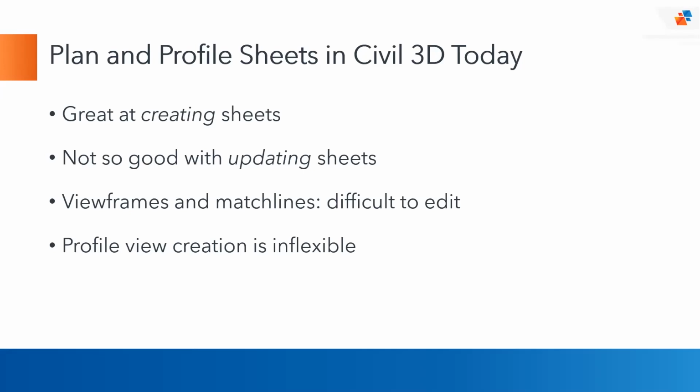And some of the other stuff, the view frames and the match lines, they're really difficult to edit. When you create them, they have a little flexibility, but they're kind of weird objects and they're not so easy to work with. And one of the most common ones I hear, and this is a reason a lot of people won't use the view frame tool set, is how it creates your profile views themselves on your sheet in terms of stationing range and elevation ranges. It's just inflexible, and so people don't use them. Or if they do, they've kind of made a lot of compromises or have to do a lot of busy work after the fact.